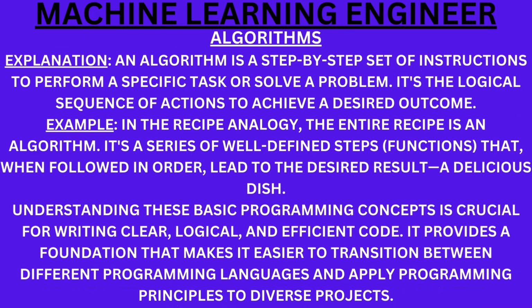Algorithms. Explanation: an algorithm is a step-by-step set of instructions to perform a specific task or solve a problem. It is the logical sequence of actions to achieve a desired outcome. Example: in the recipe analogy, the entire recipe is an algorithm. It's a series of well-defined steps, functions, that when followed in order lead to the desired result, a delicious dish.